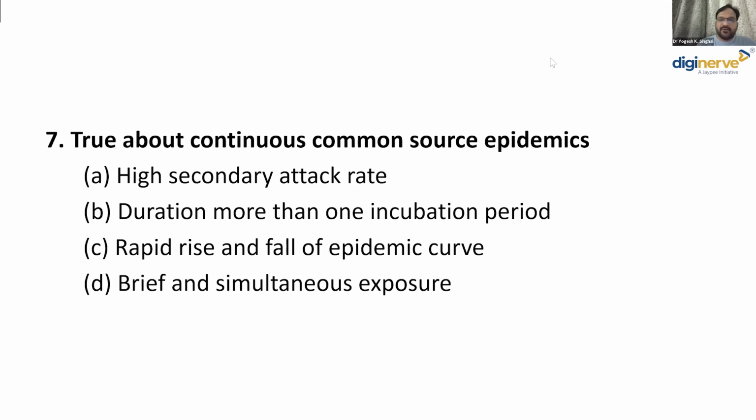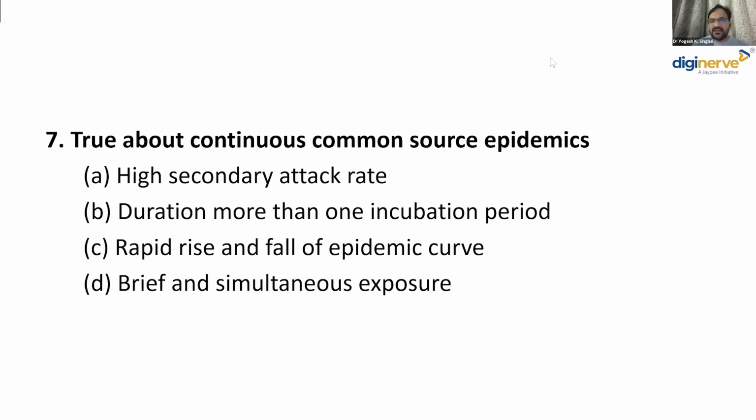Now, what is true about a continuous common epidemic: high secondary rate, duration more than one incubation period, rapid rise and fall of the epidemic curve, brief and simultaneous exposure. Okay. True about continuous common. High secondary rate will be seen in the propagated. Duration more than one incubation period, it is right because it is continuous.